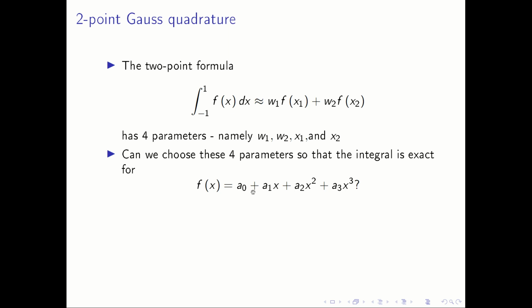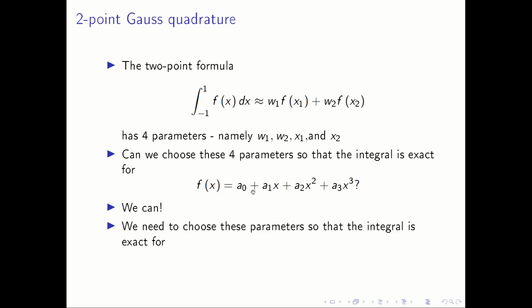That is 1, x, x squared and x cubed. These are independent polynomials, just multiplied by whatever constants to get the general cubic polynomial. And we have 4 parameters to play with, w1, w2, x1 and x2. The answer is we can. We need to choose those parameters in such a way that the integral is exact for f of x equal to 1, f of x equal to x, f of x equal to x squared, and f of x equal to x cubed.